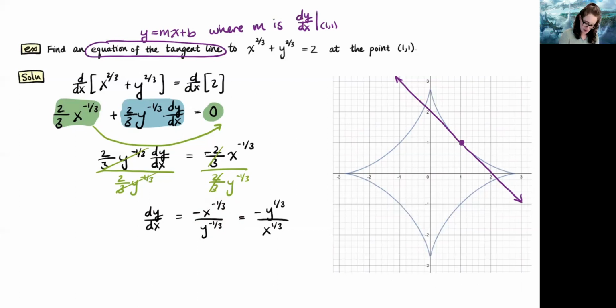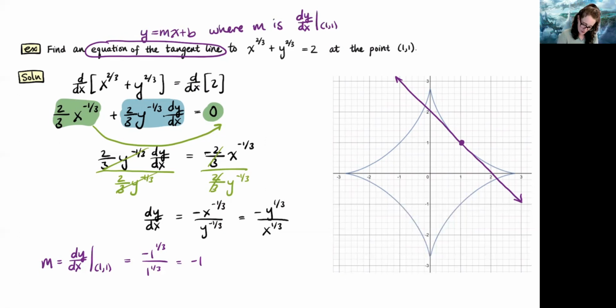Okay, so now we want the slope of the line. We want to use this now to find m, which is going to be dy dx, evaluated at the point 1, 1. So we're going to plug in a 1 for x and a 1 for y. 1 to any power is just 1, and so that'll give us negative 1 for our slope, which makes sense based on our picture. It's definitely negative, and the way I've drawn it with my grid there, it looks like it does have a negative 1 slope.